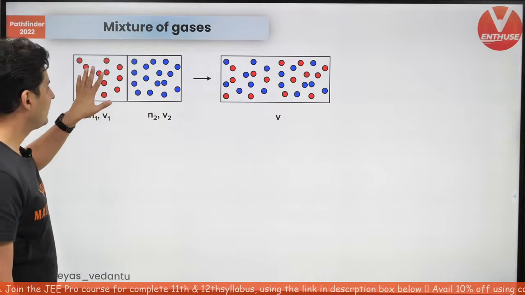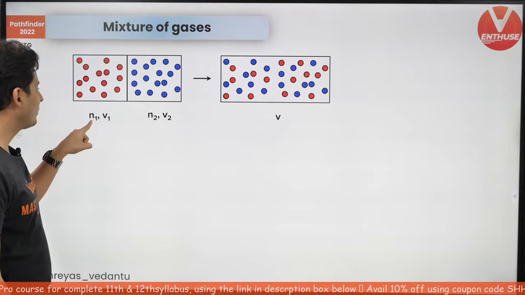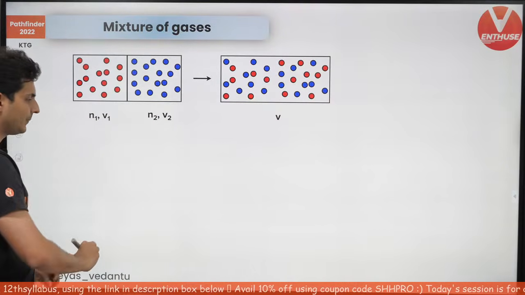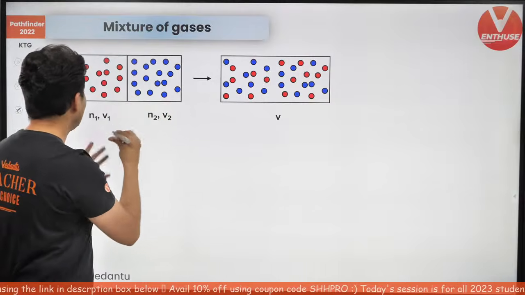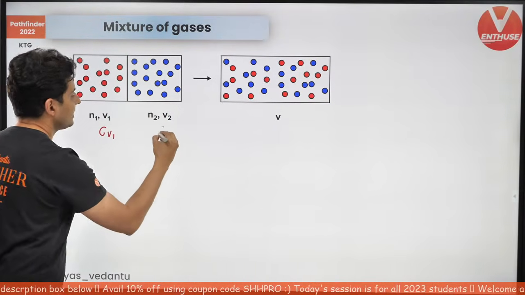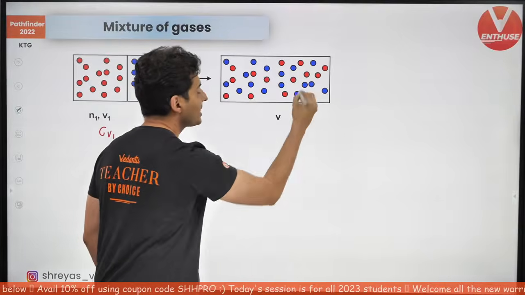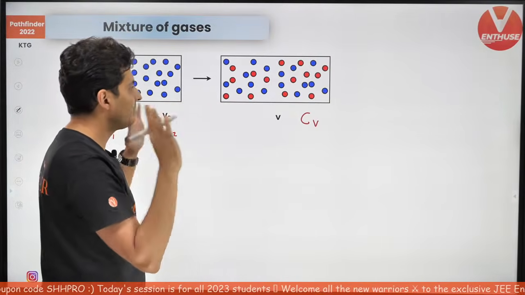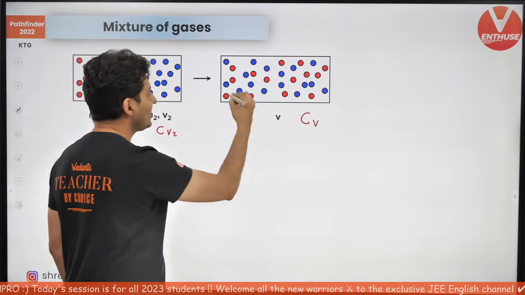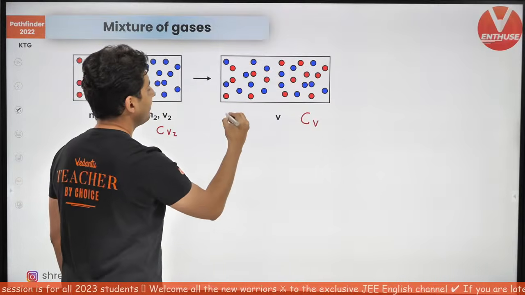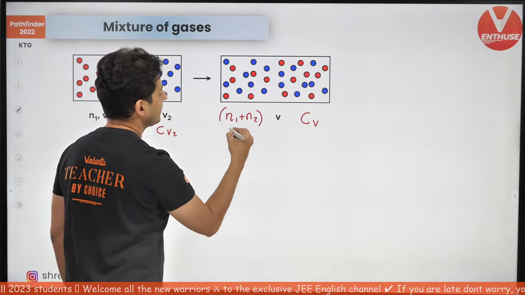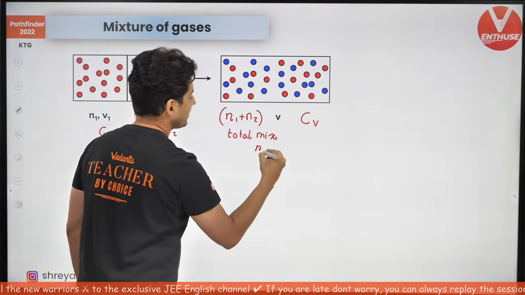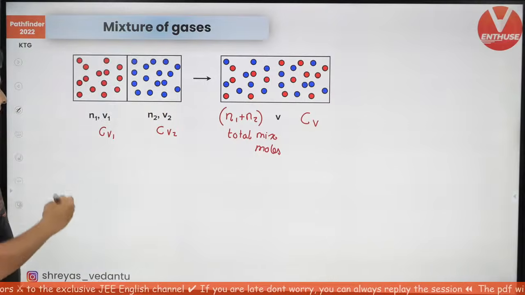Remember, gas 1 mixed with gas 2, n1 is the moles of gas 1, n2 is the moles of gas 2. Remember one simple fact. This is the mixed quantity. Let's say this is Cv1. Let's say this gas had Cv2. The mixture had specific heat capacity Cv. That Cv is the mixture specific heat capacity. The total moles here, the reds and the blues add up, will be n1 plus n2. These are the total moles in the mixture.